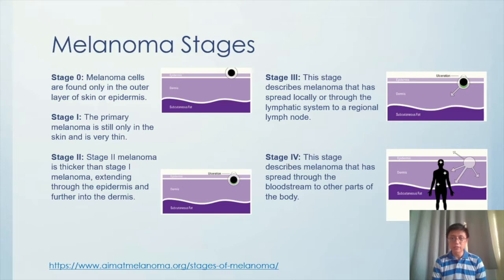For stage 4, this stage describes melanoma that has spread through the bloodstream to other parts of the body. So if one may have a melanoma site already in one part of the arm, the bloodstream may extend it to another part or to the other limb.